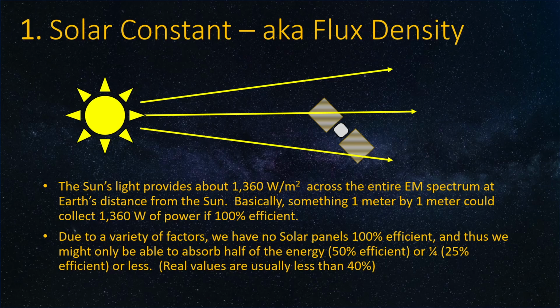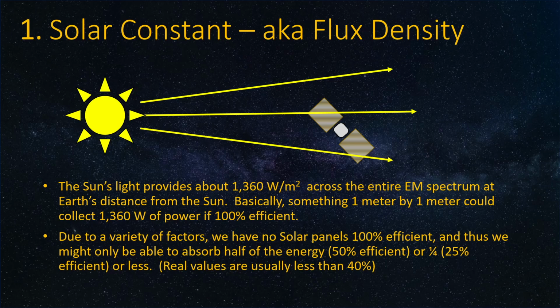So basically, what that number means is if you have something as far out as the planet Earth, or in other words, in Earth orbit, if you have something that is 1 meter by 1 meter, it could collect upwards of 1,360 watts of power if it were 100% efficient. That basically means if it were possible for it to absorb all of the light and turn it into useful energy, that's the most energy, well, power that it could get. We're going to talk about the difference between power and energy in our next slide.